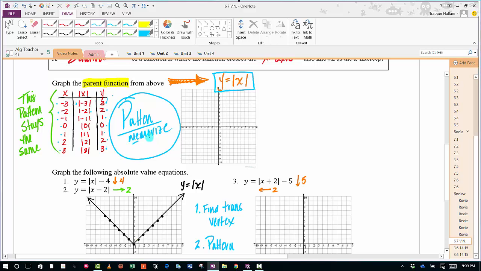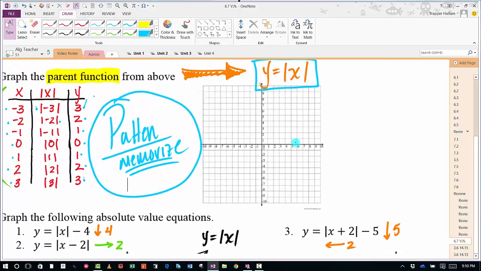If you can memorize this pattern, you can graph with the vertex form really easily, because you can graph that parent function wherever that new vertex goes. So let's graph this one really quickly. Let me grab a little bit darker of a one. I'm going to zoom in here so we can see it.